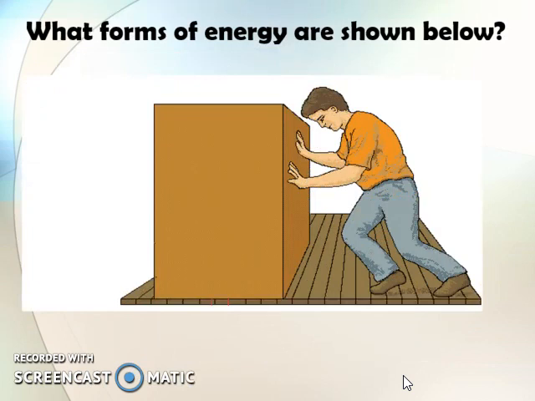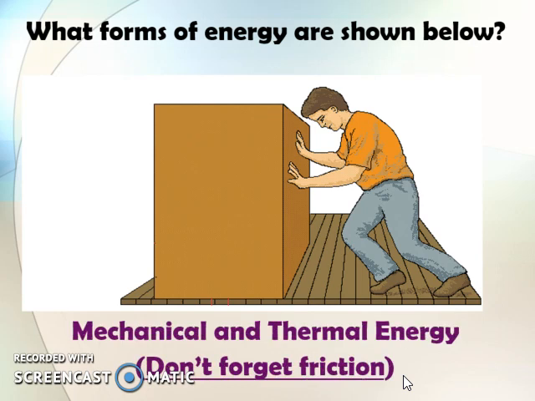Okay, now in this situation here, this guy is trying to push this big heavy crate or box. So what type of energy is shown there? This is actually kind of a trick question, because there's more than one form of energy there. He's pushing it, he's got moving parts, things are moving, the box is moving, and so that'll be mechanical energy. And then there's also thermal energy, so don't forget that too.